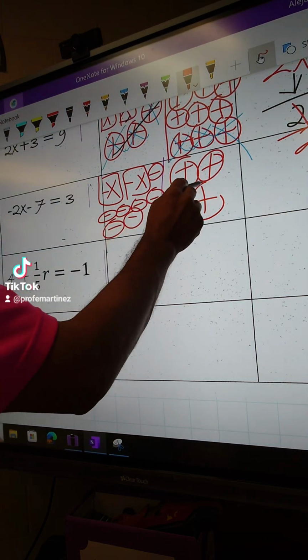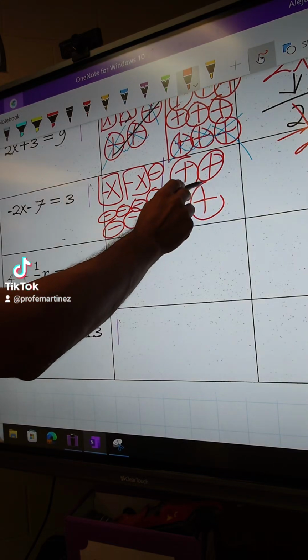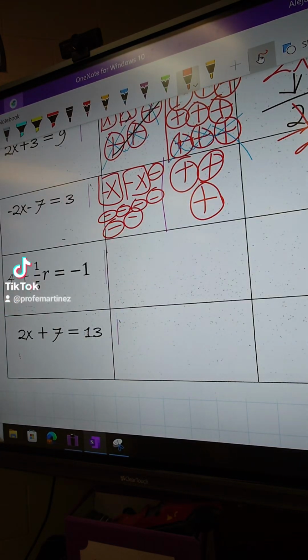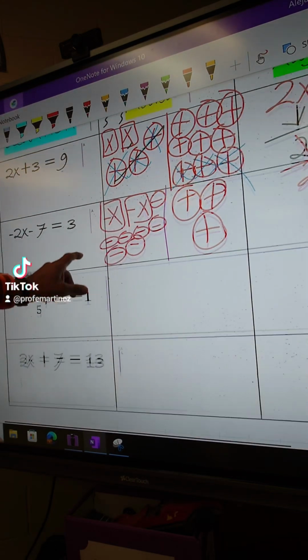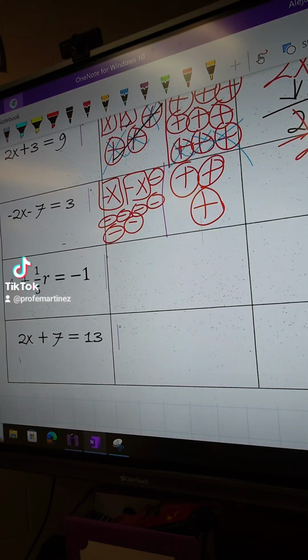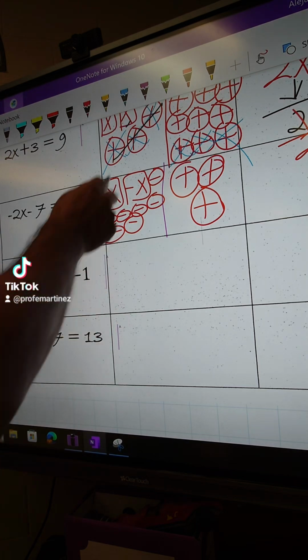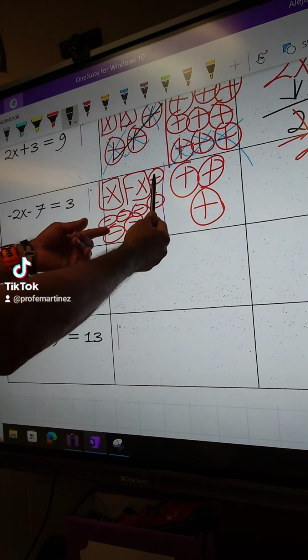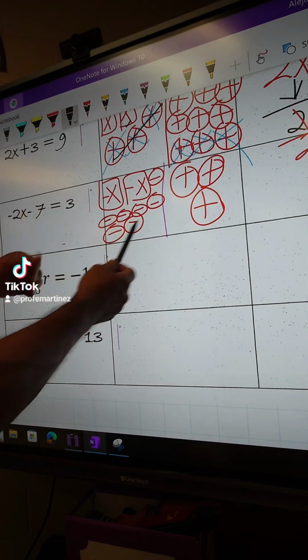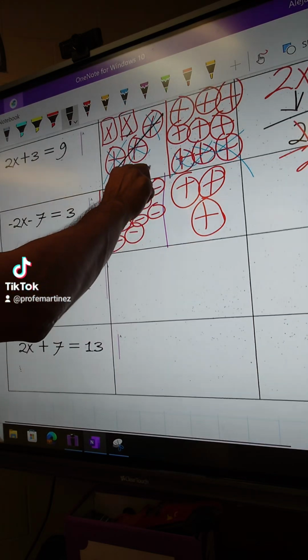Okay, so now what we're gonna do here is, we cannot take from both sides because, like the problem before, we had positives on both sides. Well, in this case, we don't have positives on both sides. We have negatives and we have positives. So you can't take them away. What you have to do is add the opposite. And we got to get rid of these guys. The only way to do this is to add the opposite. The opposite of a negative is a positive.